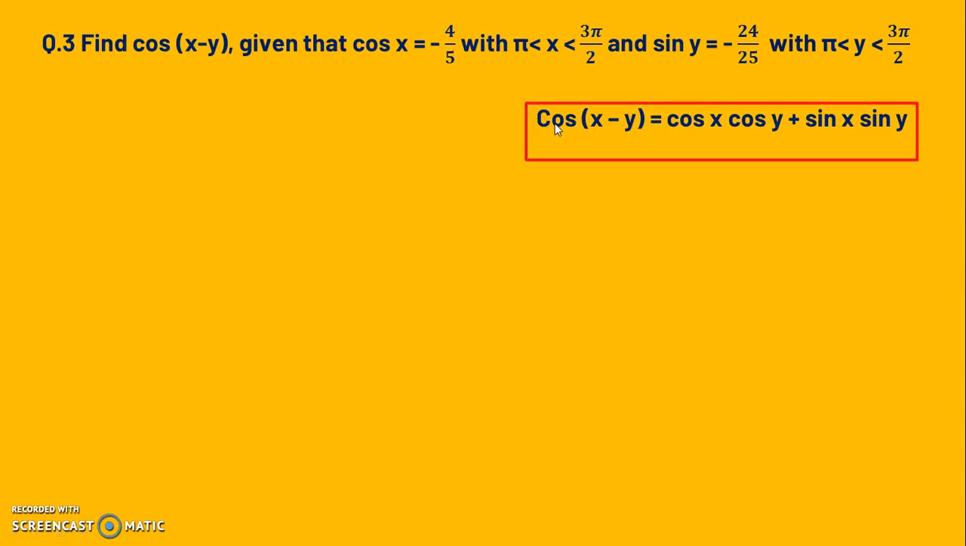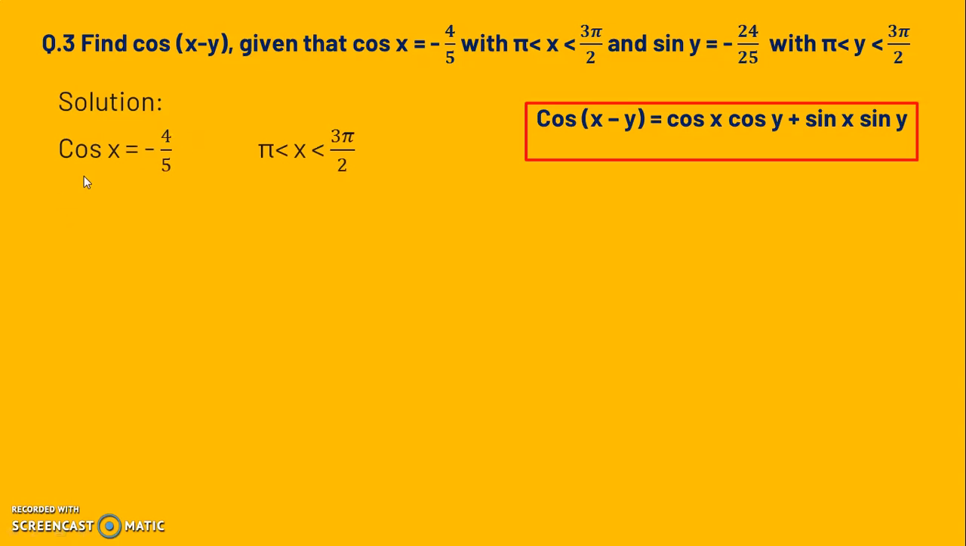Okay. So here in cos(x minus y), cos x is there, cos y is there, sin x is there and sin y is there. But in the problem only cos x and sin y are given. So we have to first find the left-outs, that is cos y and sin x, and only then can we find cos(x minus y). So our first task is to find sin x and cos y. From cos x we are going to find sin x, and from sin y we are going to find cos y. So let's move on.